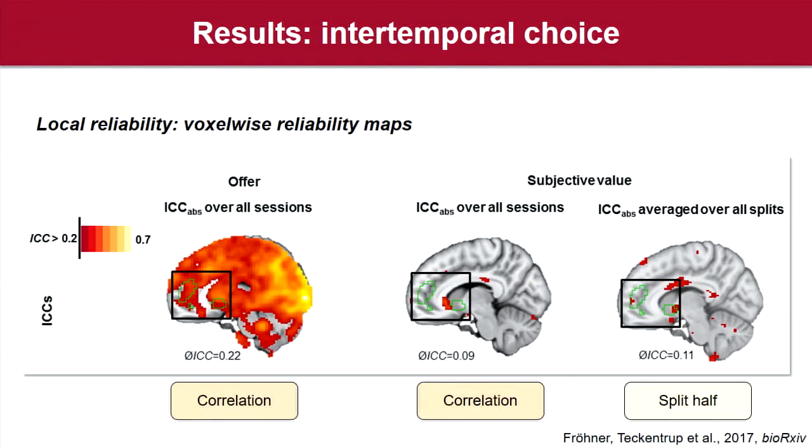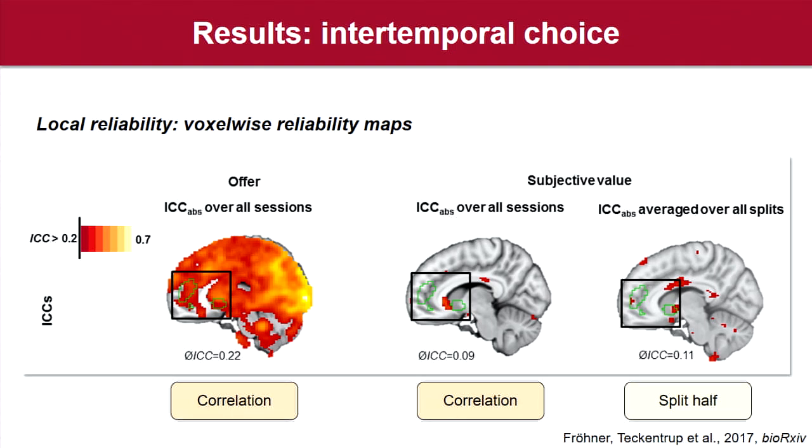So these are voxel-wise reliability maps that you see here. We used the intra-class correlation coefficient. And if you once again have a look at the offer contrast on the left side, there are some regional differences here, but overall, if you look over the brain, most of the voxels are at least moderately reliable here. However, the subjective value contrast, once again, has much fewer voxels that actually are reliable.